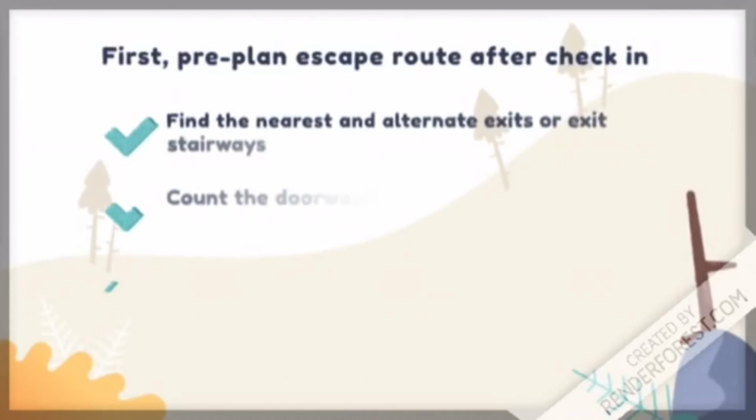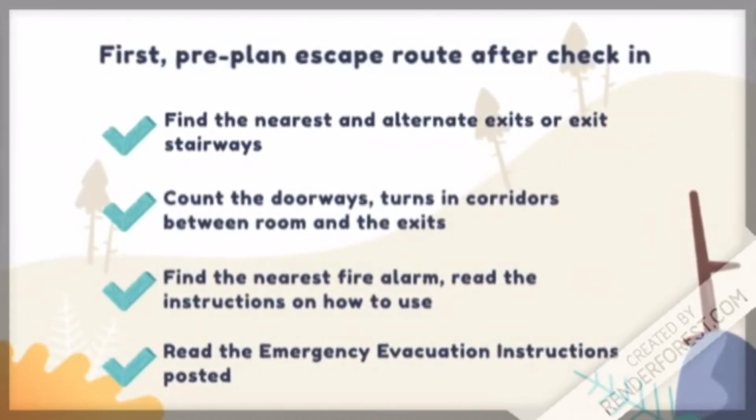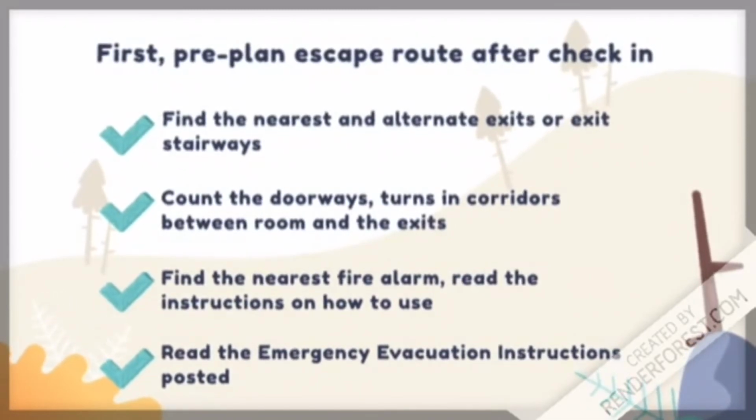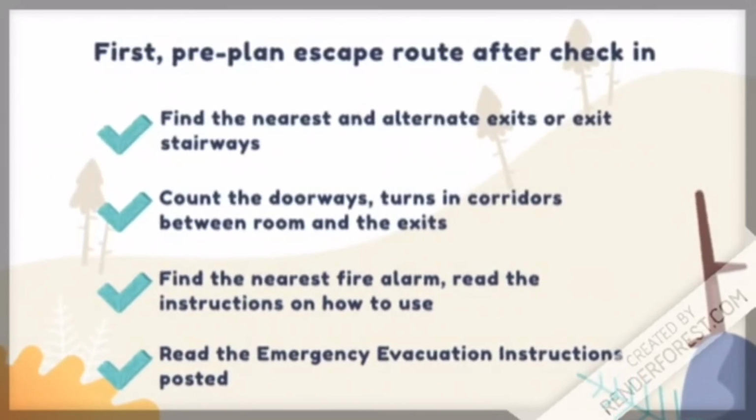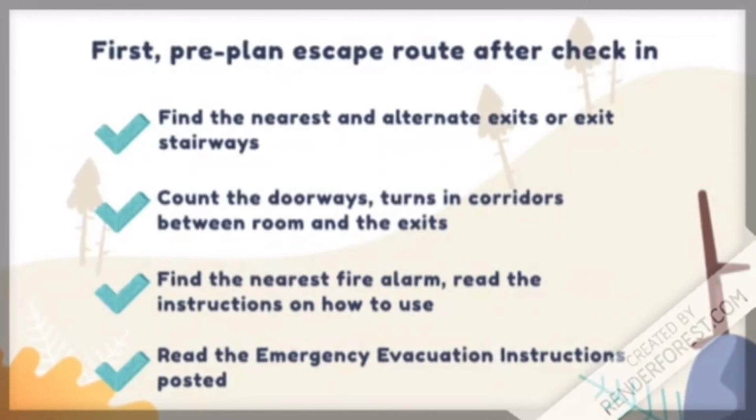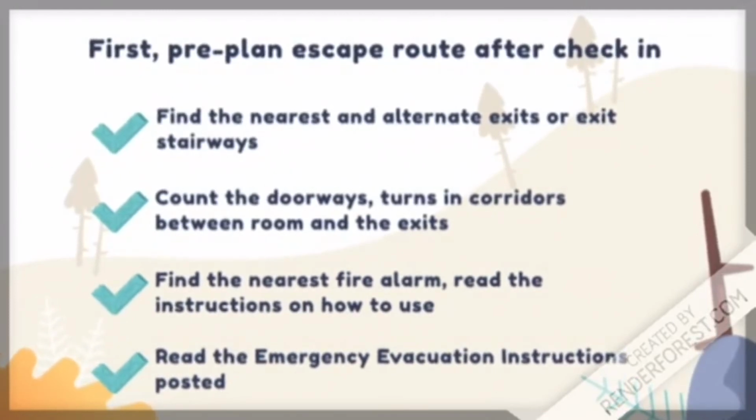First, pre-plan your escape route. As soon as you check in, begin to plan your escape in case of fire. Walk down the corridor and find the nearest and alternate exit or exit stairways. Count the doorways, stand in corridor and any other features between your room and the exit. Find the nearest fire alarm. And now read the emergency evacuation instruction posted on the inside of your bedroom door.